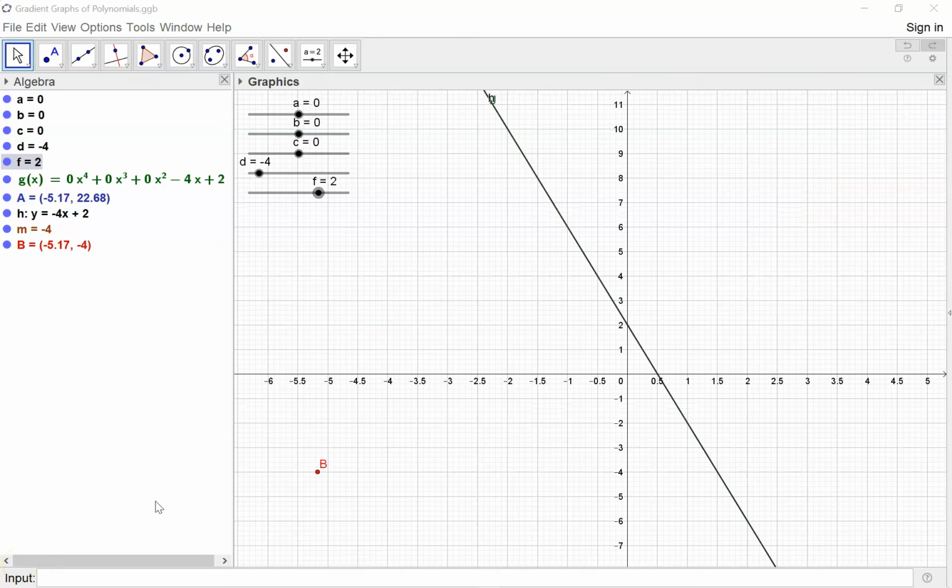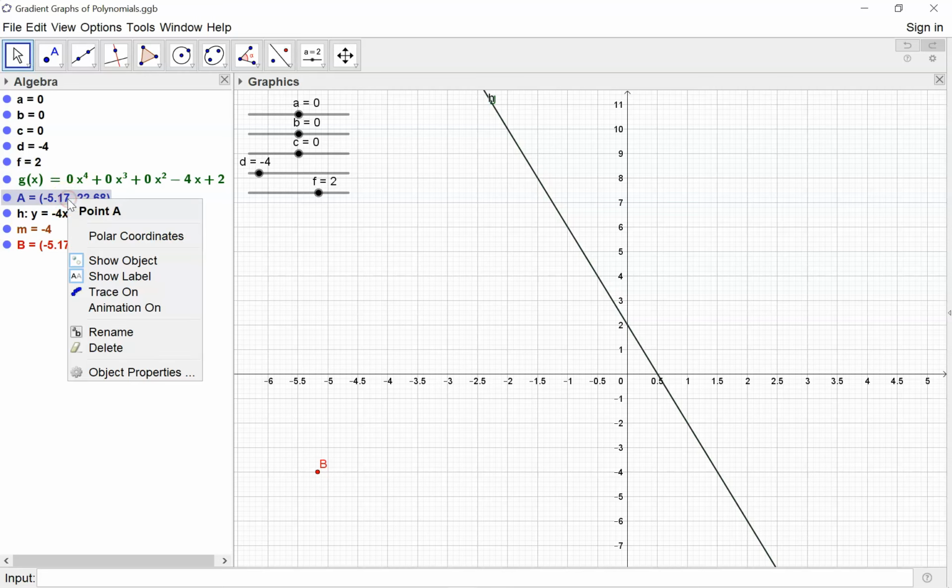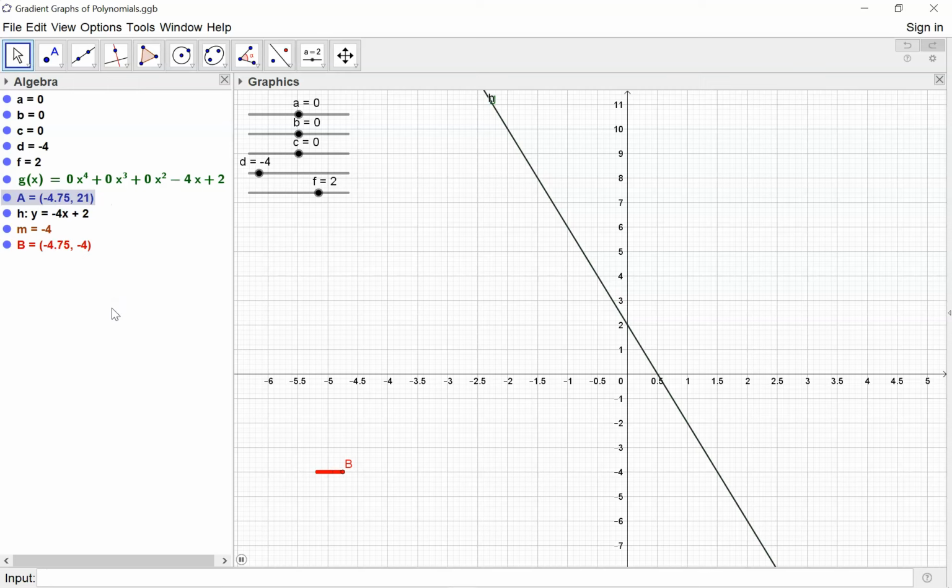If we now look at a negative linear function, the function that I've chosen here is -4x plus 2. So again, if you think about what the gradient is of this straight line, the gradient again is going to be -4. Wherever you are on this straight line, the gradient is going to be -4.